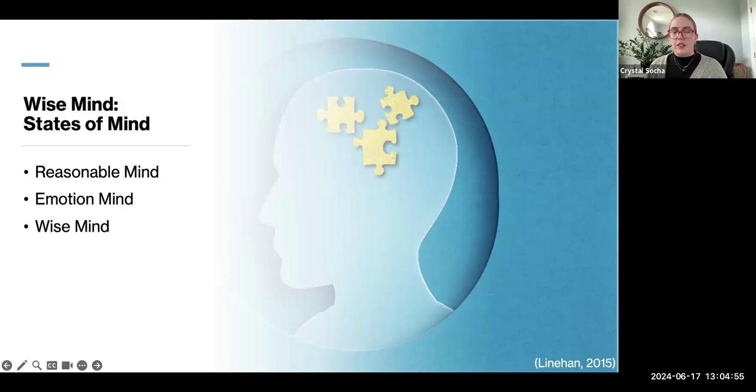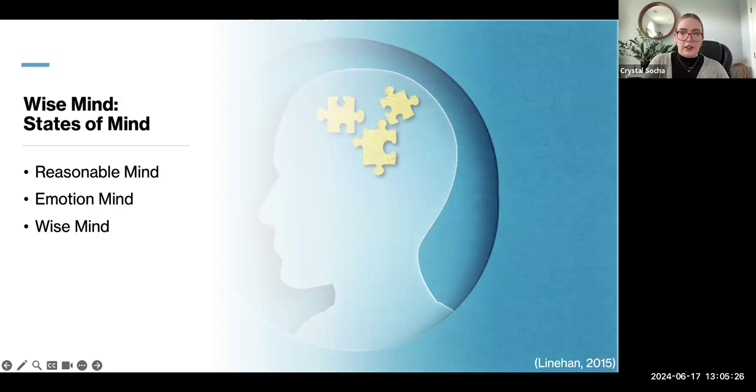So wise mind, or the states of mind rather, really talk about where experience lives within us. Our reasonable mind is the part of us that is rational, logical, task-focused. 2 + 2 = 4 in any context. But rational or reasonable mind alone can allow us to lack empathy and compassion for ourselves and others.